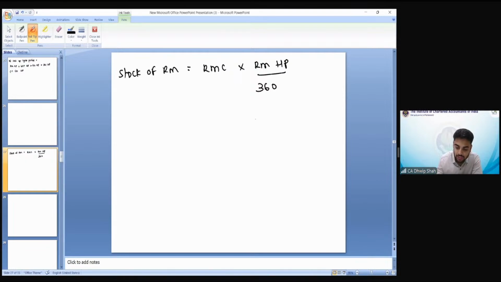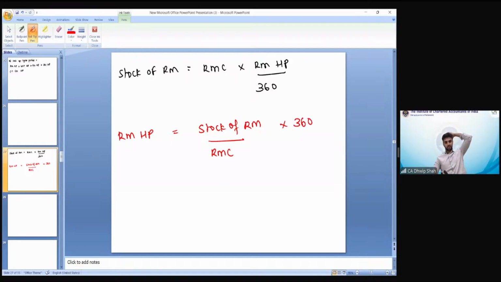So by transpositioning this formula, can I say RM holding period would be stock of RM divided by raw material consumption into 360? Yes or no? Are you following? This formula you had learned in ratios. Correct? So let's see what is the stock of RM given in the question.